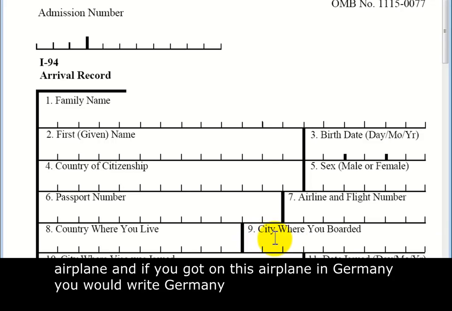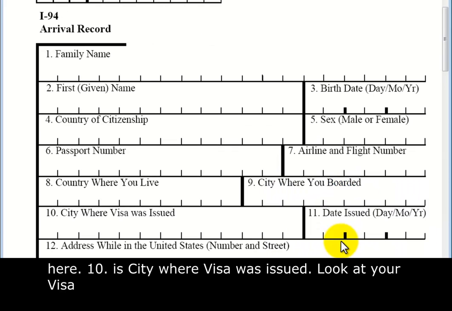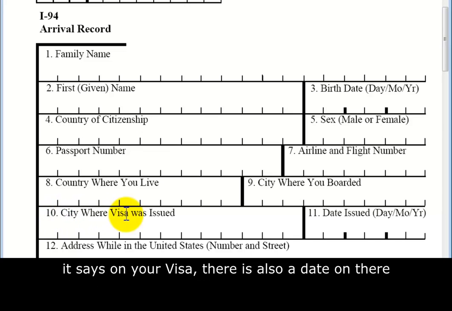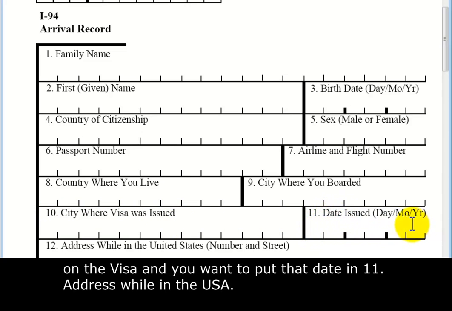And if you got on this airplane in Germany, then you would write Germany here. Number 10 is city where visa was issued. Look at your immigration visa, the visa that you have in your passport, and see what city it says on the visa. And that is the city where your visa was issued. There's also a date on the visa, and you will want to put that date in number 11.